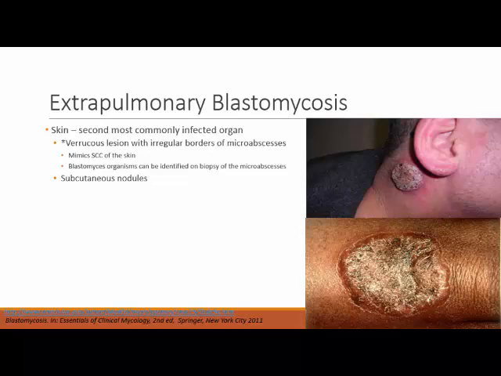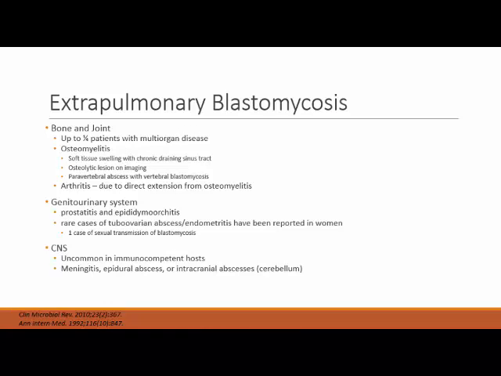Extrapulmonary blastomycosis is most likely associated with the chronic pulmonary disease. The skin is the second most commonly infected organ. These pictures are showing the typical lesion. It's a verrucous wart-like lesion with irregular borders of microabscesses. This can often be confused with squamous cell carcinoma of the skin. The actual Blastomyces organisms can be identified by biopsying along the periphery of these microabscesses. They can also get some subcutaneous nodules.